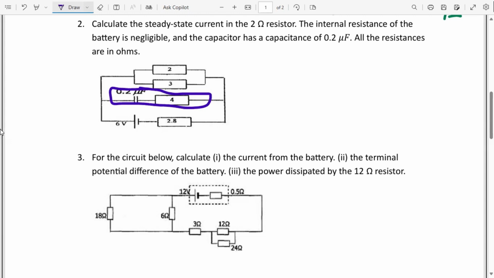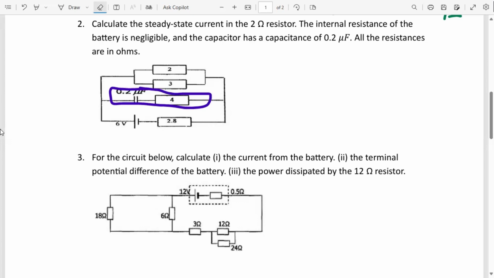Since it's in a steady state, our capacitor is fully charged, hence acting as an open circuit. So it is going to inhibit current from flowing through the 4 ohms resistor, which means the 4 ohms resistor has zero current. They're asking us to calculate the current passing through the 2 ohms resistor. You can already tell that the 2 ohms resistor is in a parallel combination with the 3 ohms resistor. The combination of these two is in series with the 2.8 ohms resistor and the 6-volt battery. That is what we have, so we can now proceed to solving the question.